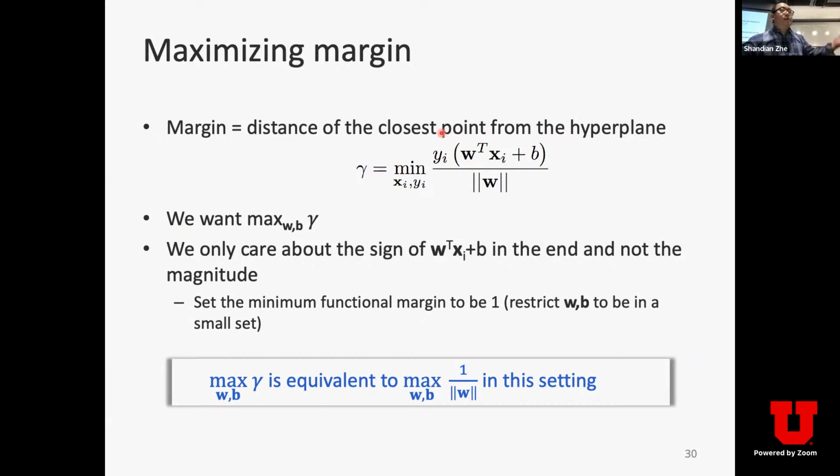It doesn't matter at all, because for any W, B, if the minimum numerator here is not 1, you just skew W, B properly so you can make it 1. So now I put an additional constraint. I want to look at all W and B pairs whose minimum numerator here is simply 1. Then the benefit is that I know the minimum value of the numerator is simply 1. I don't need to enumerate all xi and yi and take a look at which is minimum, because I know the minimum is 1. Then the margin is simply 1 over the norm of W.